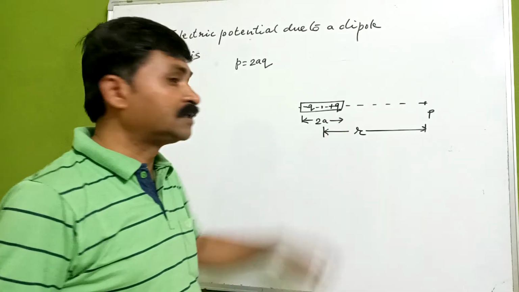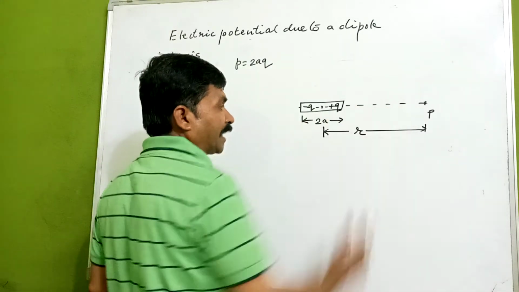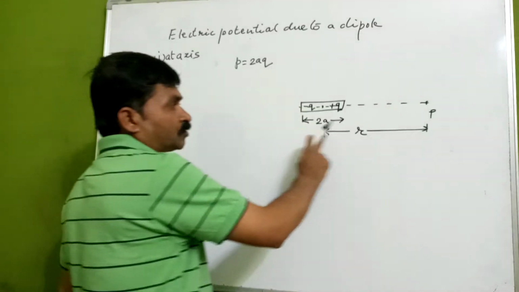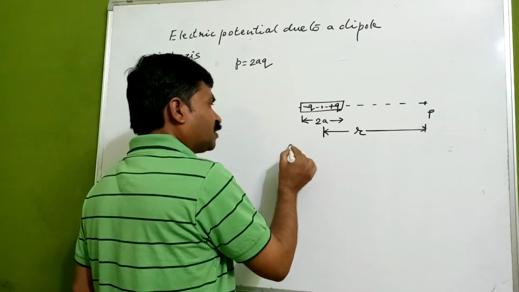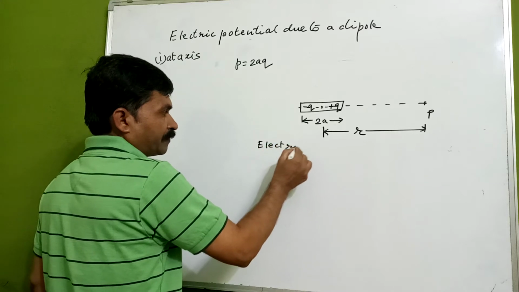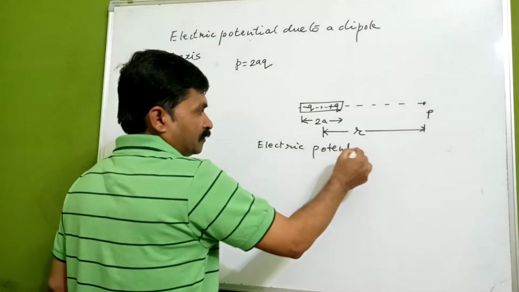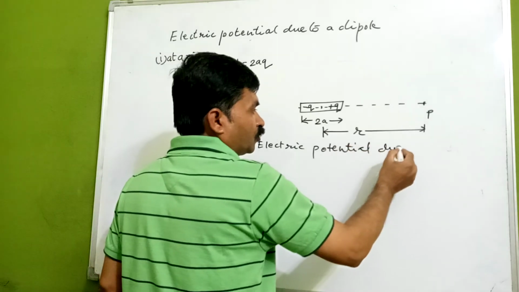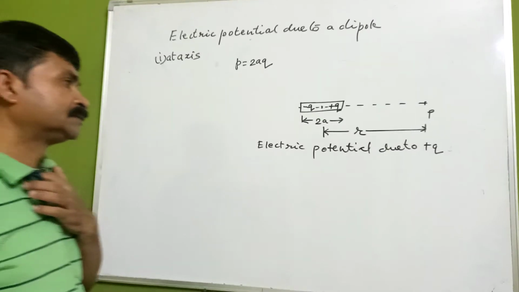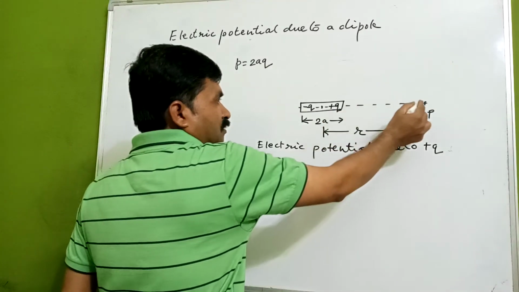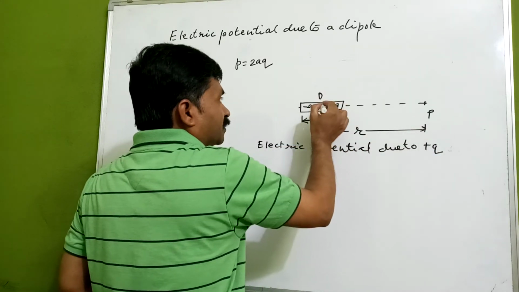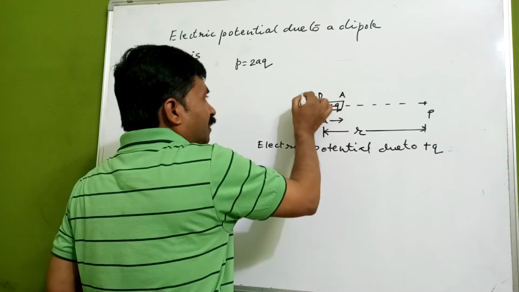We want to know the electric potential at these two points. So first, the electric potential at point P due to the positive charge. This is the distance r, and this is the center. We can call the charges point A and point B.